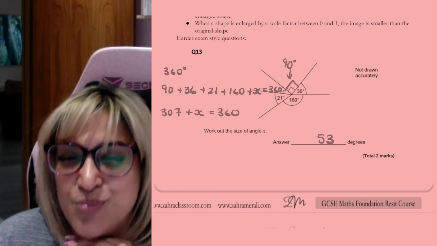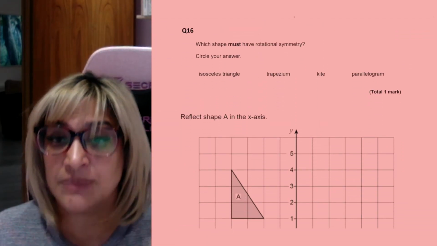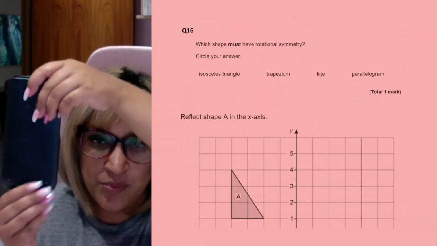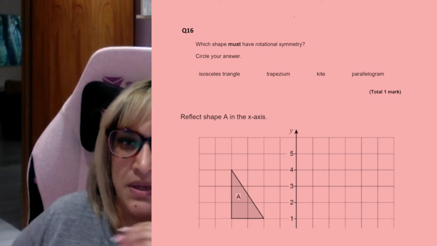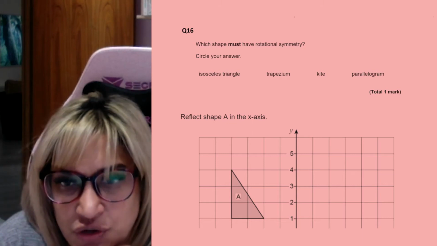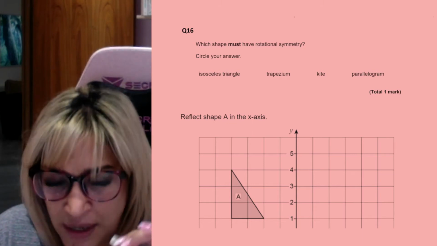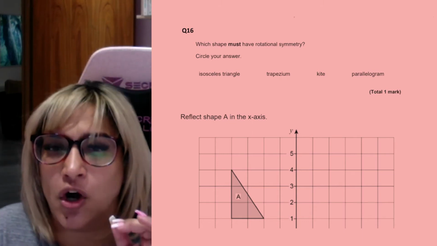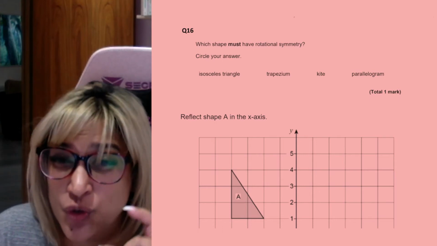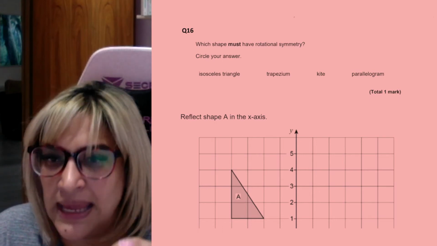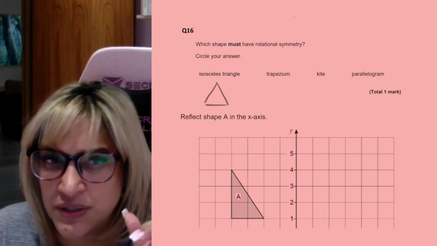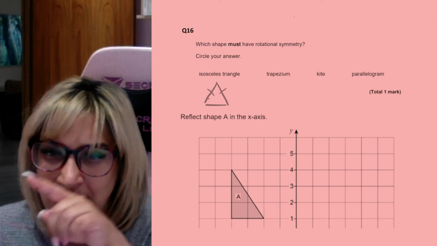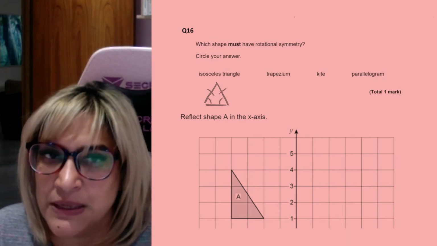Okay, moving on, we're talking about rotational symmetry. So that's something moving around. So let's think of each of these different shapes. We've got an isosceles triangle. So this is a triangle where you've got essentially two sides that are the same and what we call the base angles the same. So you've got your two sides that are the same and the angles on the bottom. So those lines represent the sides being the same.